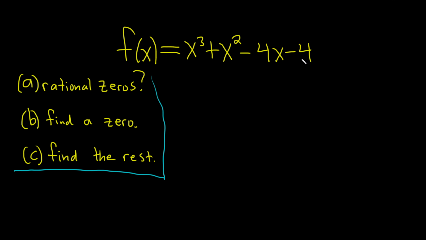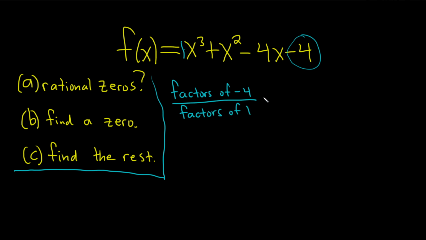So we're going to start by looking at the possible rational roots, or the possible rational zeros. To do that we look at the factors of the last one, so factors of -4, and then you divide by the factors of this number here. It's always the last one over the first one. So factors of -4 over the factors of 1. The factors of -4 are 1, 2, and 4, and we always have to put a plus or minus. So plus or minus 1, plus or minus 2, and plus or minus 4, over the factors of 1, which is just plus or minus 1.